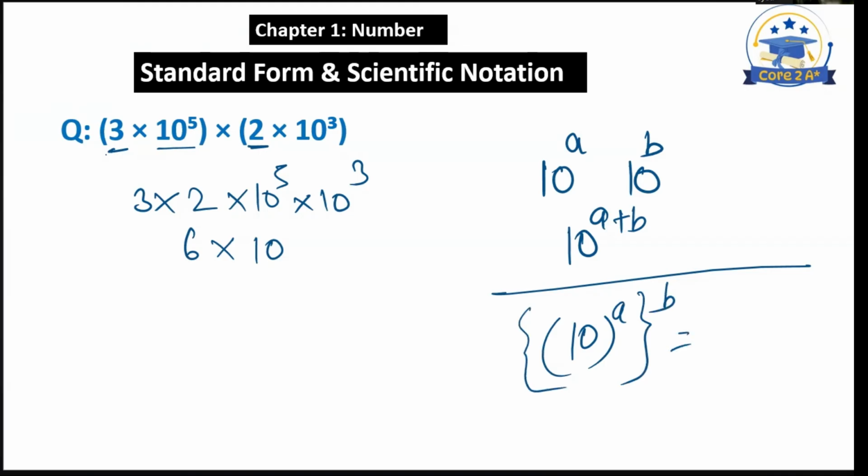Now in this case, we have to multiply A, B, right? In this case, we will multiply, but not in this case. In this case, we will add the powers, okay? So here the bases are the same. So just add it: 5 plus 3, how much? It's 8. 6 times 10 to the power 8. That's your answer.